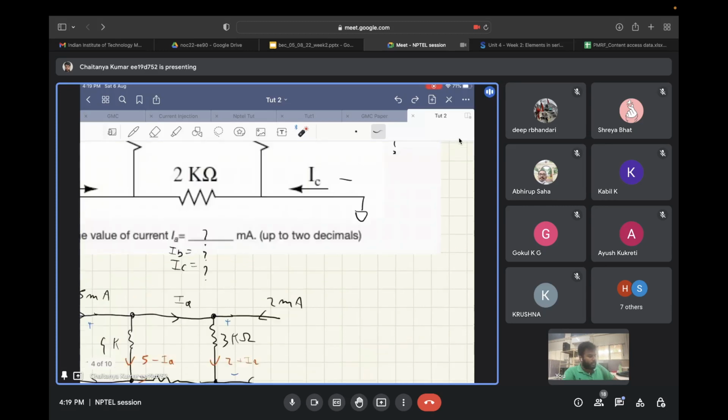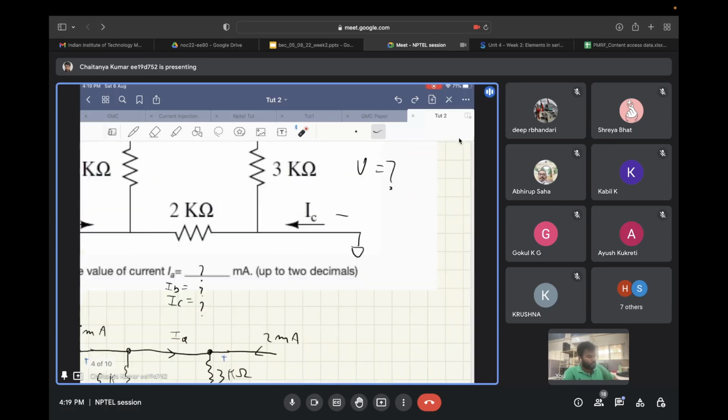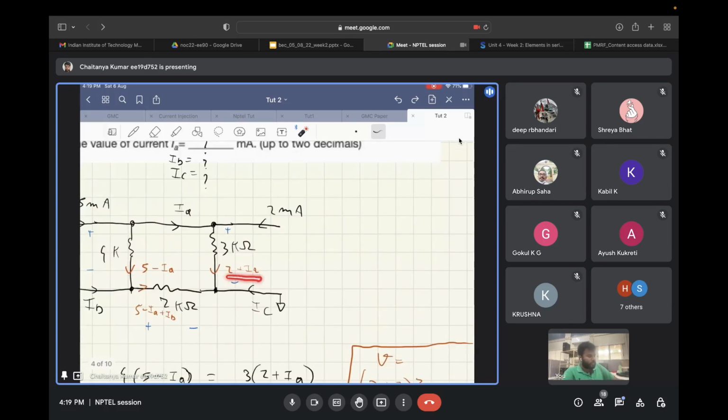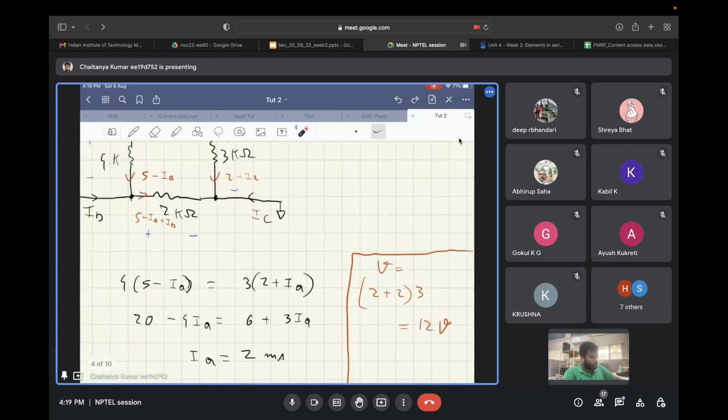To calculate the voltage developed across the 3 kilo ohm branch, you have the current flowing as 2 plus IA. IA was 2 milliamp. So 2 plus 2, into 3. This is in milliamps and this is in kilo ohms, so milli and kilo cancel and we get 12 volts. Any doubt in this?